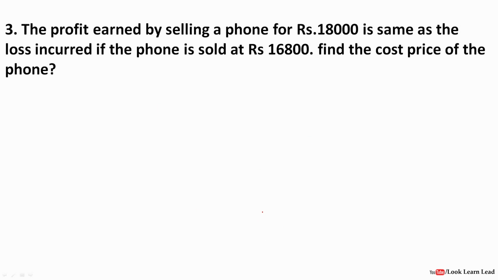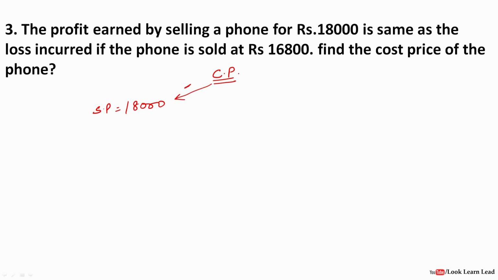Next question. The profit earned by selling a phone for rupees 1800 is same as the loss incurred if the phone is sold at 1600. Okay, see how I solve this. First the selling price is 1800. By selling this we have some cost price, and when we sold it at one price we had some loss, so it was in minus.